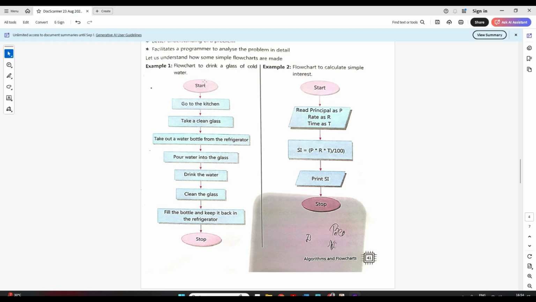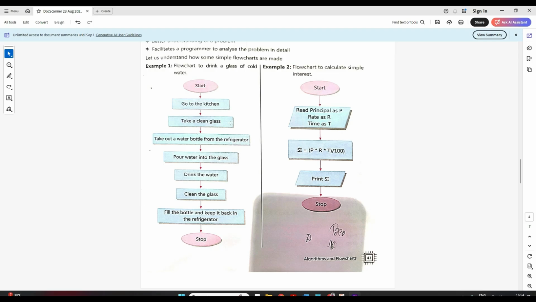Now see the first example, which is a very simple one: a flowchart to drink a glass of cold water. Here you see one flowchart with its steps. The steps might vary from person to person. To drink a glass of cold water, start and stop always have to be there. Everything here should be in processing boxes, because you're processing. No decision, nothing is being taken. It's simple processing boxes. No input we are taking here. So just go to the kitchen, take a clean glass.